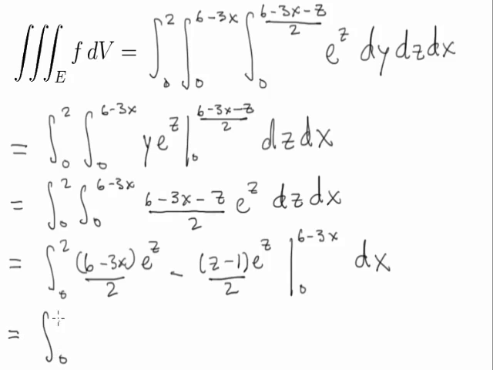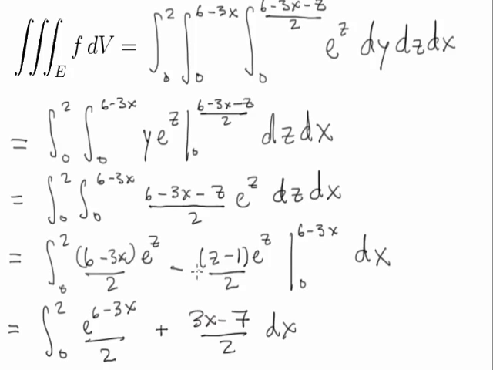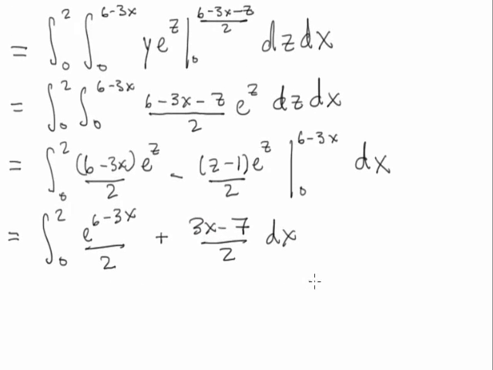Okay. At this point, I'm going to pull a fast one here and just show you what this function is when I evaluate z equals 6 minus 3x and z equals 0 and simplify it without explicitly writing out the work. So I get an e to the 6 minus 3x over 2, and then I get a 3x minus 7 over 2. What happened here is I plugged in z equals 6 minus 3x and z equals 0, subtracted, and there's a fair amount of cancellation happening, and it simplifies to this function.